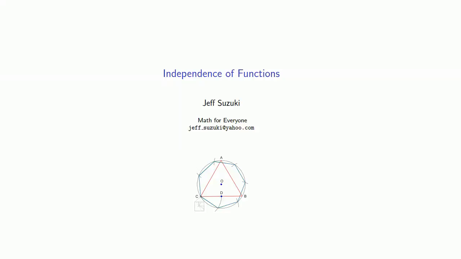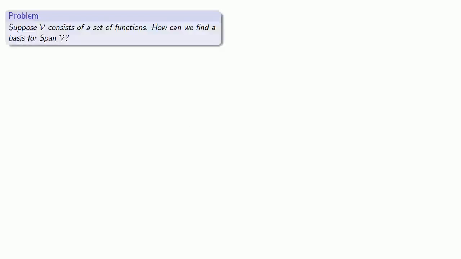An important extension of the notion of independence occurs when we consider our vectors to be functions. So suppose V is a set of functions. How can we find a basis for the span of our set of vectors? And a good way to start the analysis is to try and solve a specific example of this kind of problem.